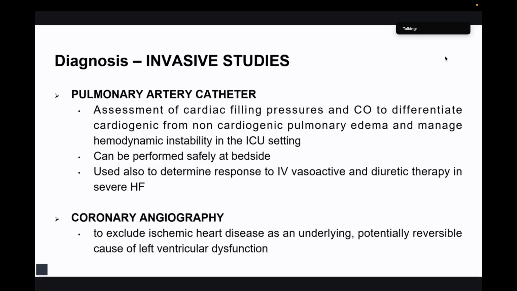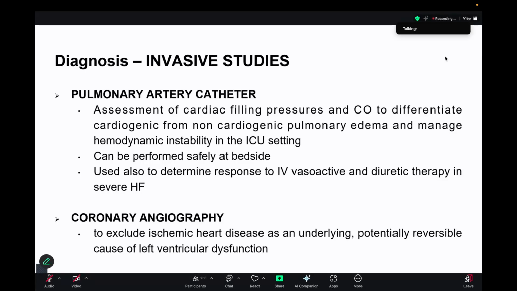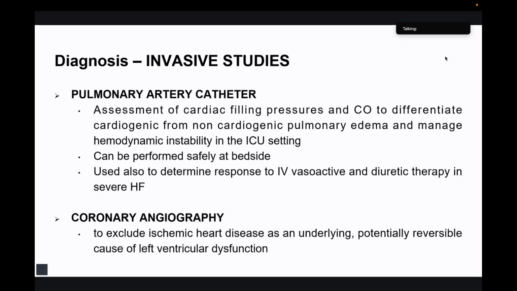Other invasive studies can include coronary angiography. This is to exclude ischemic heart disease as an underlying, potentially reversible cause of left ventricular dysfunction. We do the coronary angiogram if we think that the patient's cause of the heart failure is due to an ischemic condition and we would like to know if they have an underlying coronary artery disease.